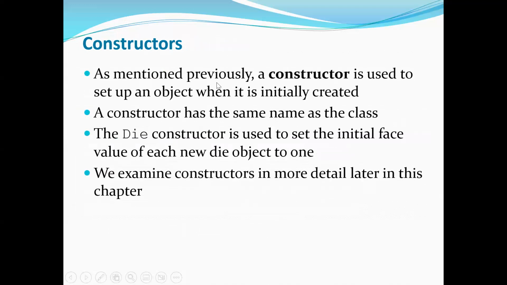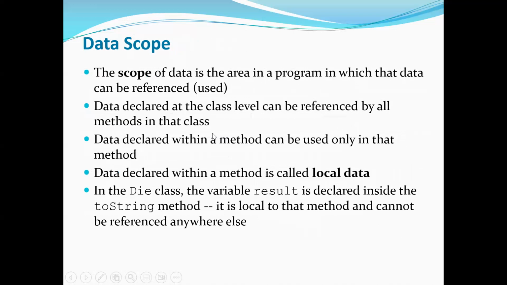As mentioned previously, a constructor is used to set up an object when it is initially created. Also, a constructor has the same name as the class, and the Die constructor, as we saw, is used to set up the initial face value of each new Die object to 1, because in the Die constructor we saw that the face value is set to 1. We examine constructors in more detail later in this chapter.